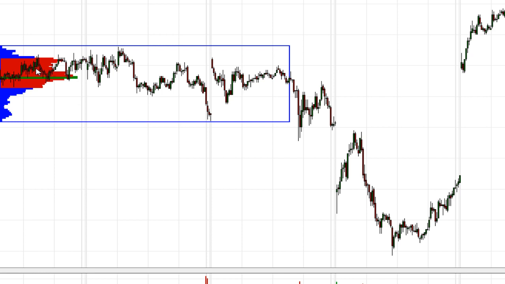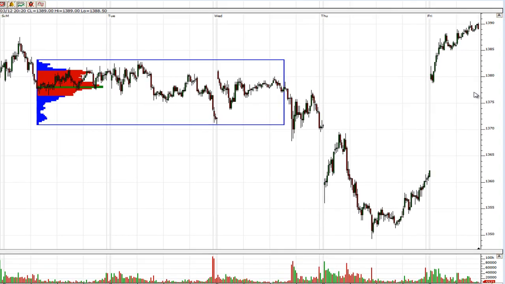This just means that this particular price, which in this case happened to be somewhere around 1377 or something like that, had the most horizontal volume, i.e. the market spent the most time going through and transacting trade at this price in this area. And so let's see how this acts as a key reference area.